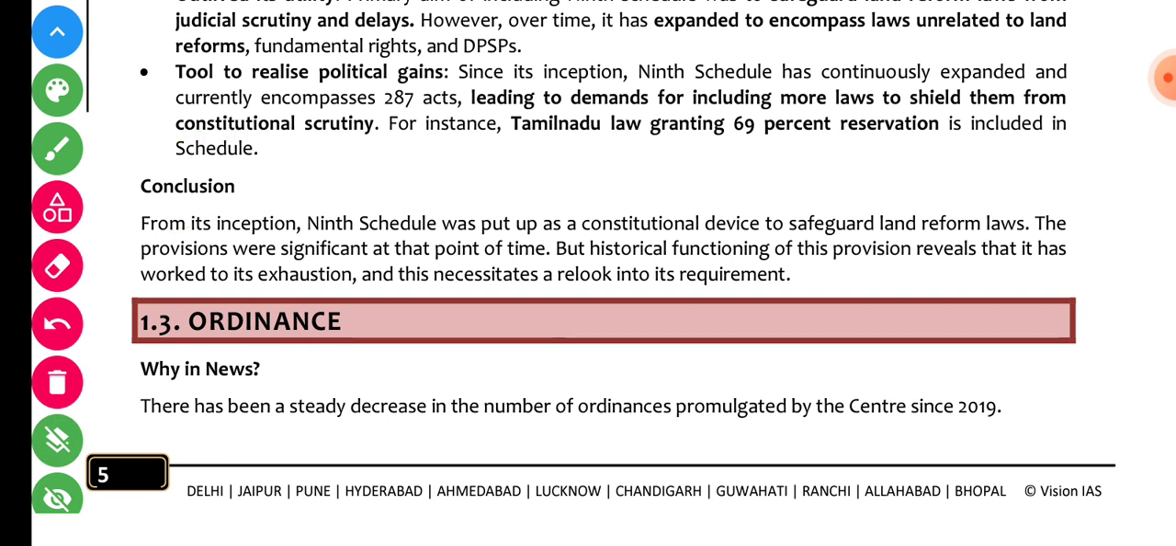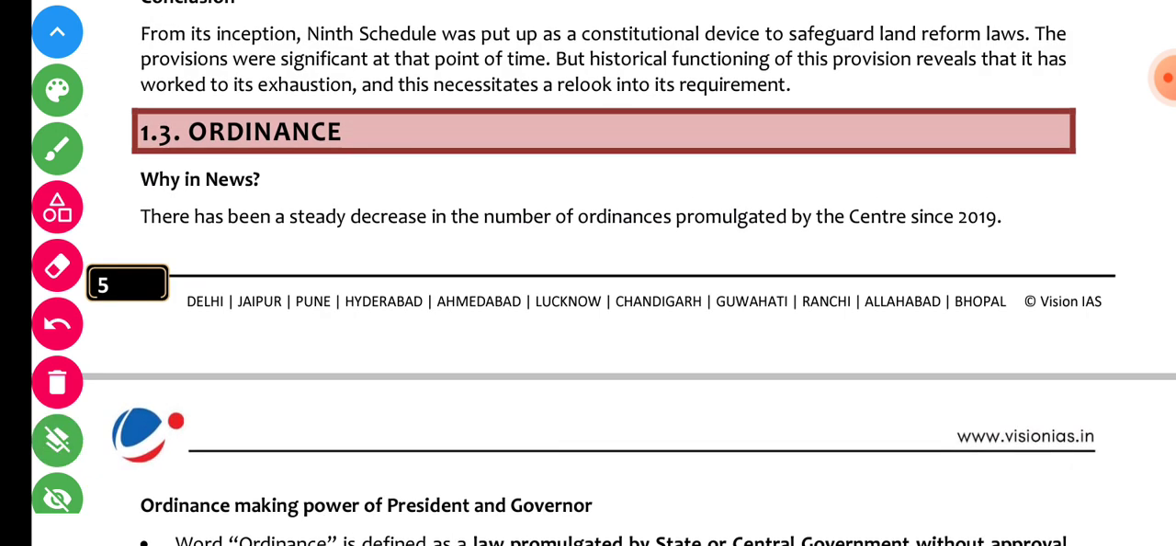From its inception, the Ninth Schedule was put up as a constitutional device to safeguard land reform laws. The provisions were significant at that point of time, but the historical functioning of this provision reveals that it has worked to its exhaustion, and this necessitates a relook into its requirement. And next is the ordinance. What is an ordinance and why is this in the news?